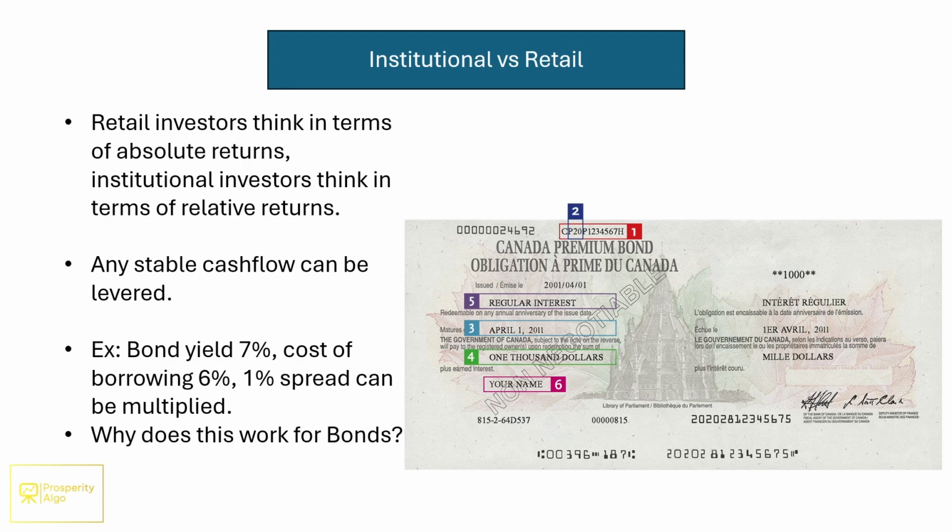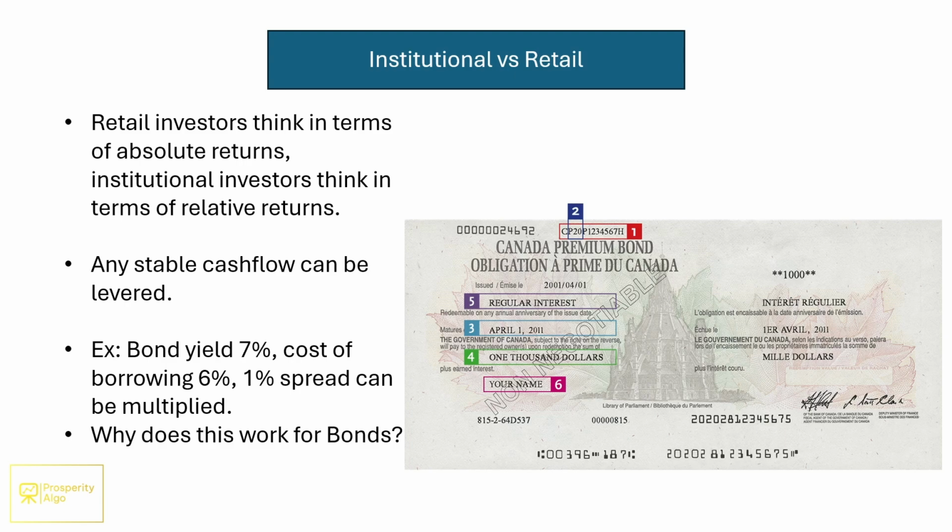And an interesting comparison is that retail investors tend to think in terms of absolute returns, whereas institutional investors tend to think in terms of relative returns. And what do I mean by this? So if you were to ask a retail investor what the return is of whatever it is they're investing in, they'll probably just give you a return number like 10%, 12%, 13%, whereas institutional investors tend to focus enormously on risk-adjusted returns, including Sharpe ratios or Sortino ratios.